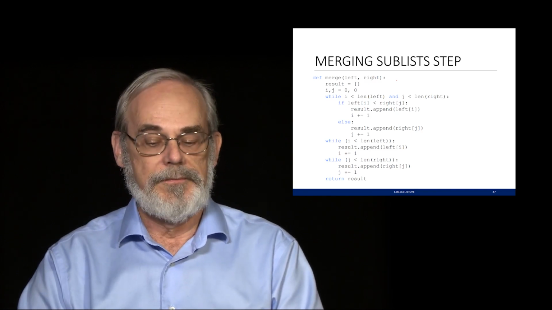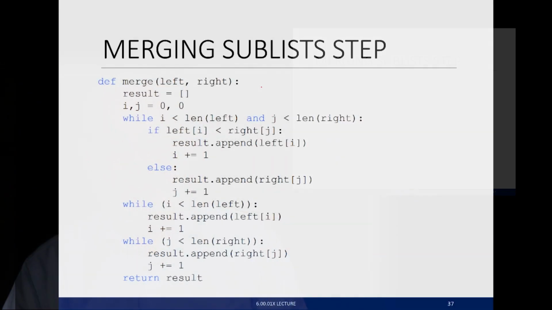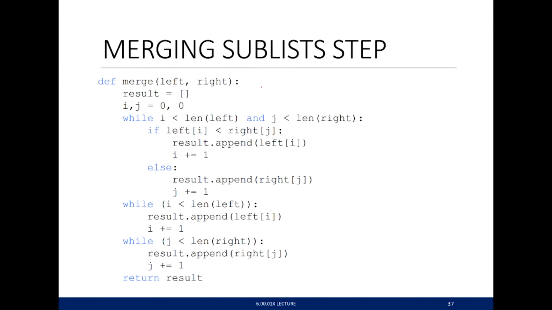So here's the code that would do it. Merging simply says, given a left and right sublist that we know are sorted, what am I going to do? I'm going to set up a result into which I'm going to store the values. And I'm going to set up a couple of indices, i and j. And basically, I'm going to let them walk down the list. So again, I'm not making copies of the list. I'm simply looking at the elements.